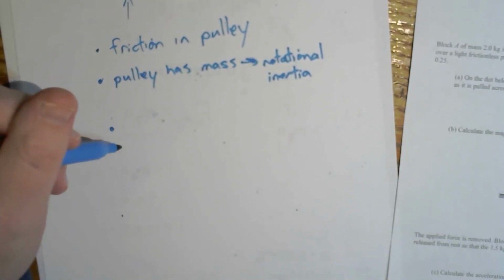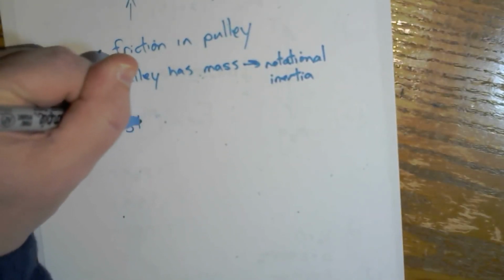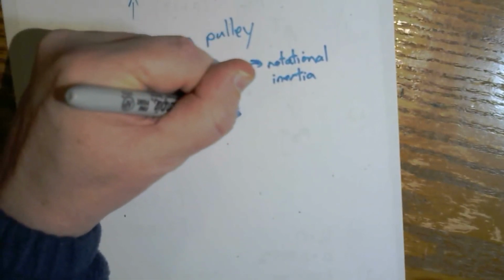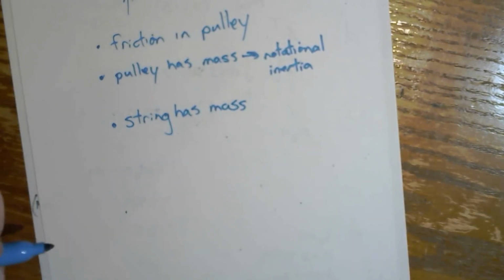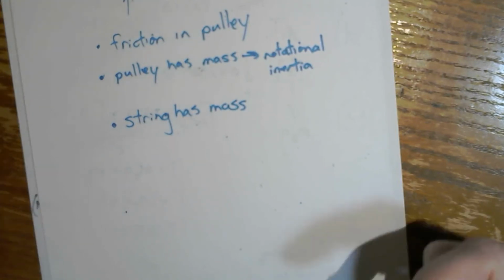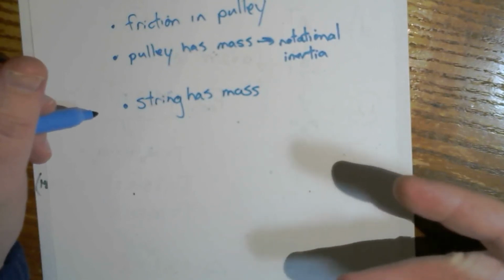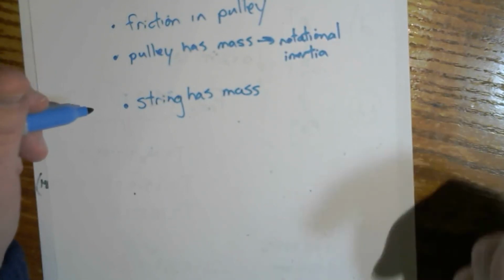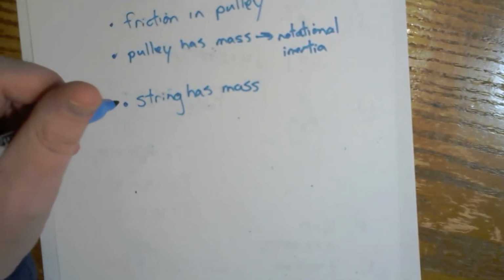Another thing that could be happening is that the string has mass. And if you have mass in the string and you're neglecting it, well, just think about it. That's a whole set of inertia. It may be small, but it might be enough to affect the acceleration. So anything that you're ignoring, the fact that the string has mass, for instance, if you're ignoring that extra inertia, then that's a good reason why your experimental value would be different than the theoretical value.